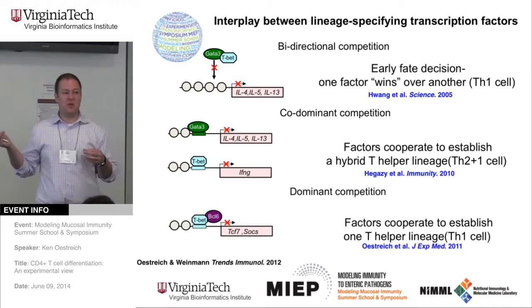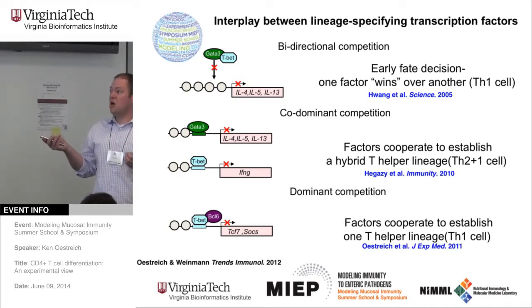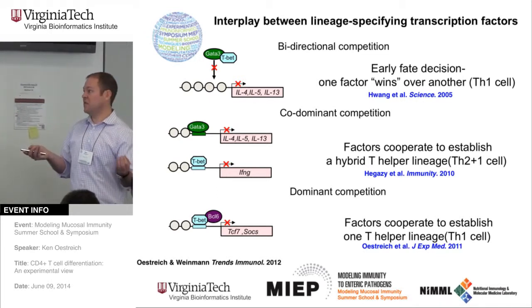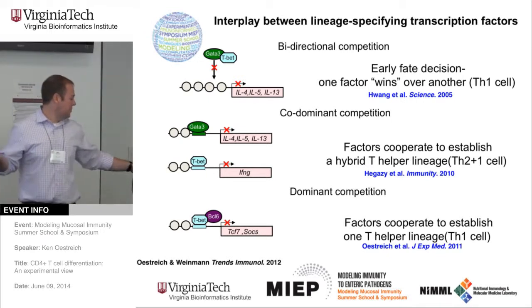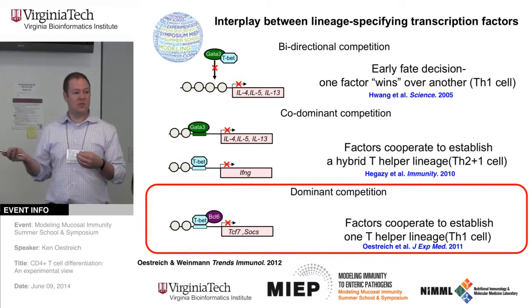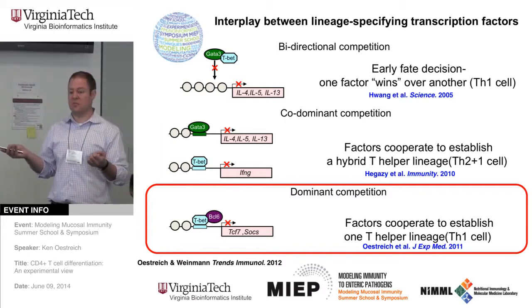And then finally, you can have a scenario, which I've termed a dominant competition, where two lineage-defining transcription factors actually interact in order to enforce the gene expression profile of a given T helper cell type. So in this case, Tbet can actually recruit the lineage-defining factor for TFH cells, BCL6, which is a transcriptional repressor, to actually turn off the gene expression profiles that will be associated with Th2 and Th17 development. It's this interaction that my lab has been working on for a while now, and the one that I want to spend really the rest of the time talking about.